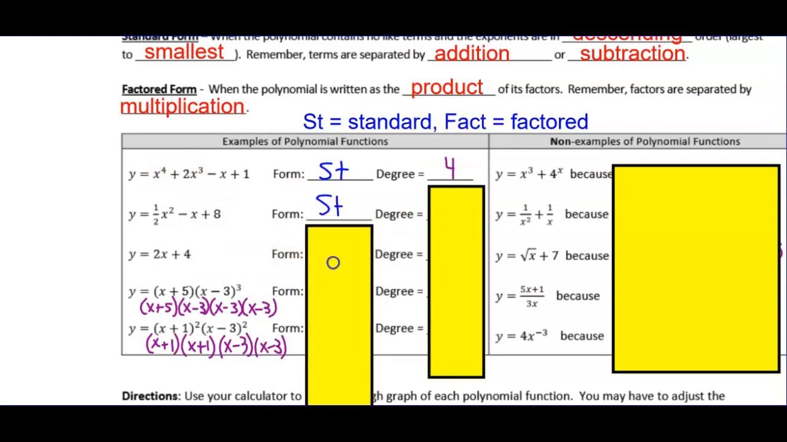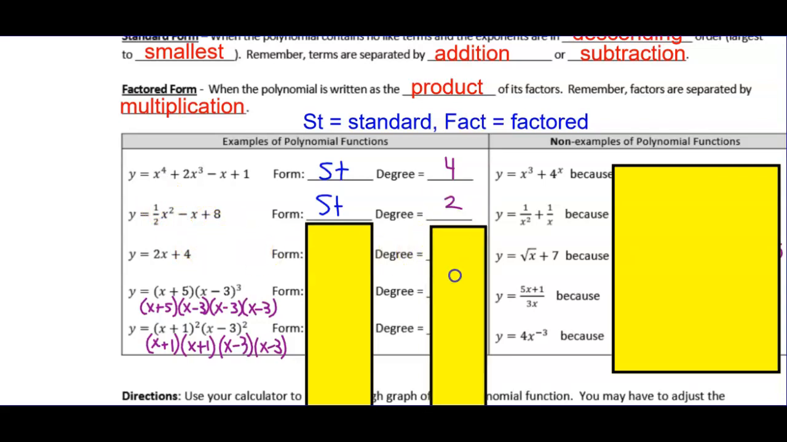Number 2 is also standard form. So you can have fractions as coefficients. You just can't have fractions as exponents. You can have negatives as coefficients, just not as exponents. So this doesn't break any of the rules. Degree is going to be 2 here because of the highest power.